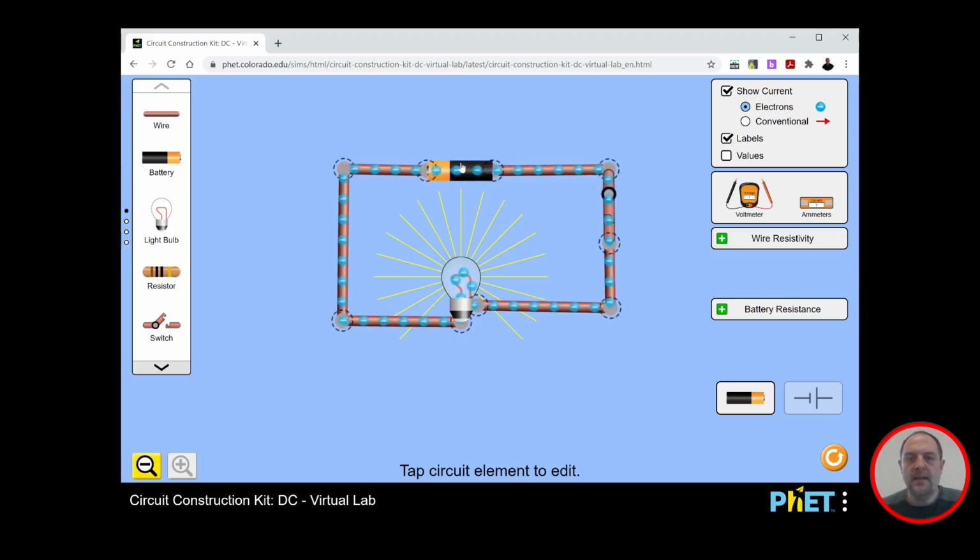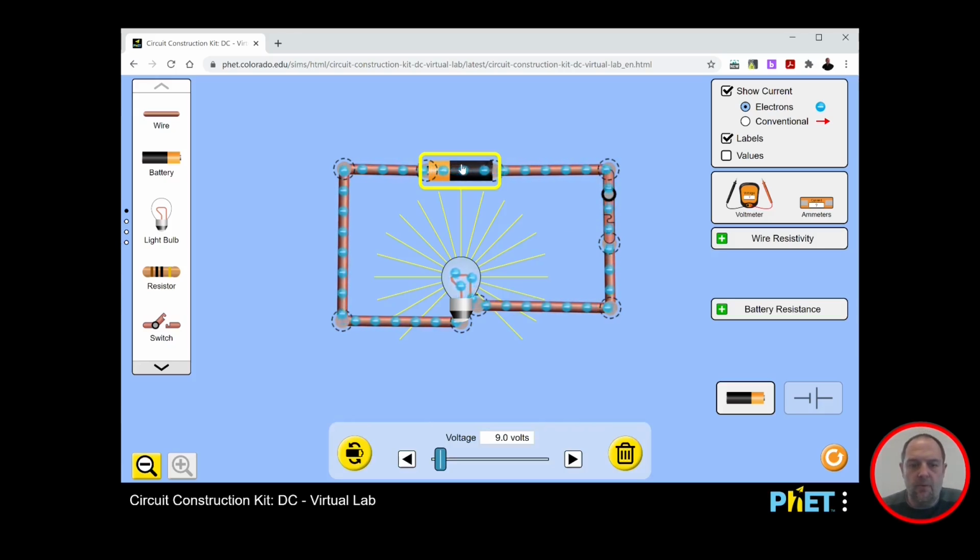So it depends on how you actually connect this battery which direction the electrons are moving. You can also click on this battery, and if you click on the battery, you see there is a potential difference, the voltage, given. And in this case, it's 9 volts.